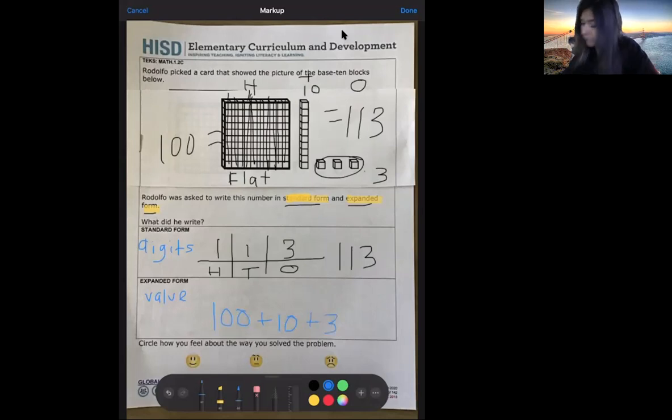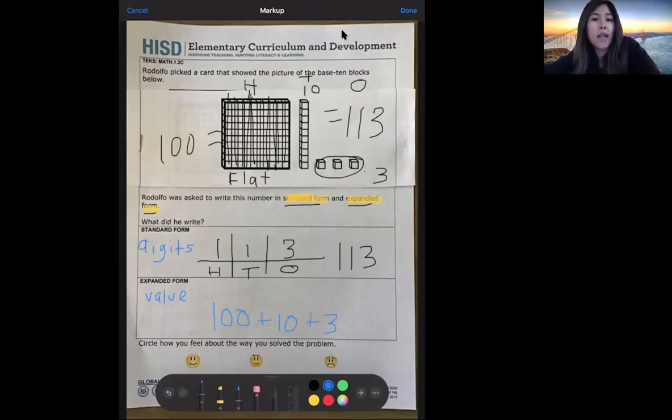3. So there you go, boys and girls. We have now represented the number. We first saw the number represented with base 10 blocks. And then we represented the number in standard form and expanded form.